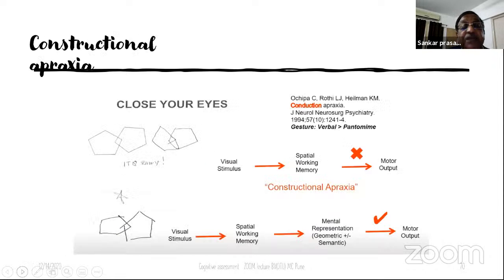So constructional apraxia, there is a visual stimulus, spatial working memory, and motor output is not there because there is a problem here. Spatial working memory, that is surrounding the visual area, that is area 17 or 18. There is a visual association area, that is unimodal association area. If there is a problem, then you have got a constructional apraxia. If the mental representation is preserved, then the motor output is possible. If this is gone, the motor output will be bad. So constructional apraxia is usually a right hemispheric problem.